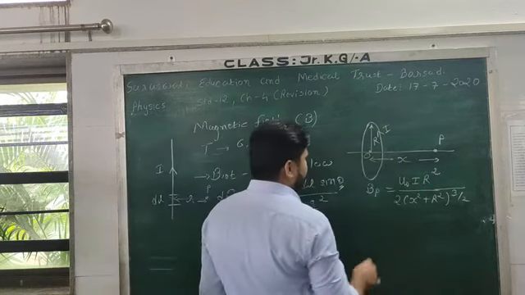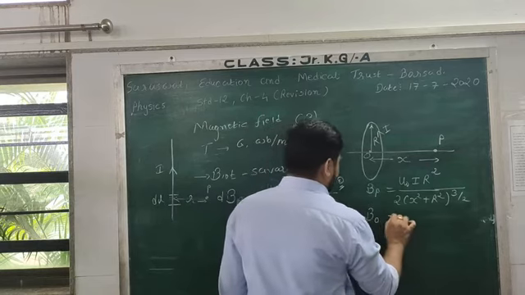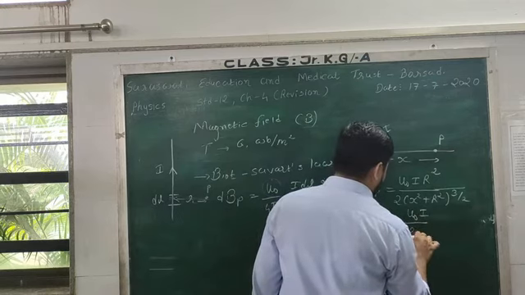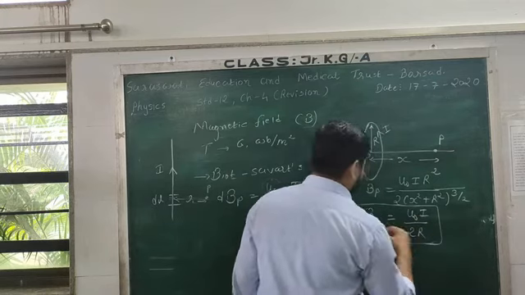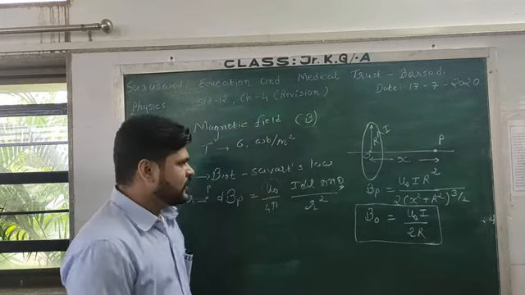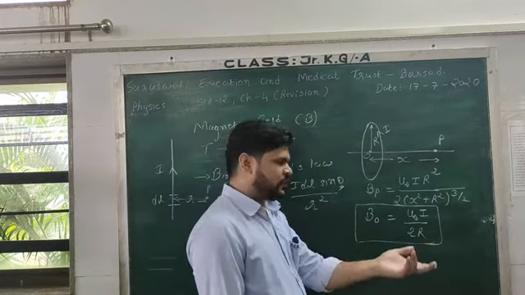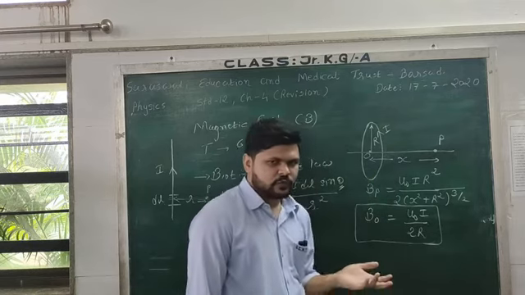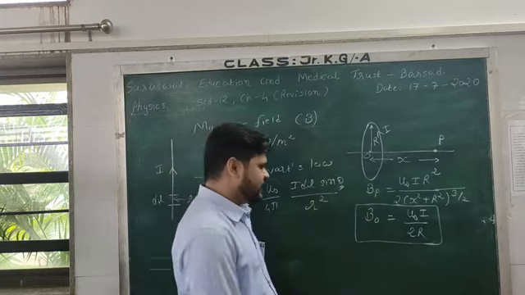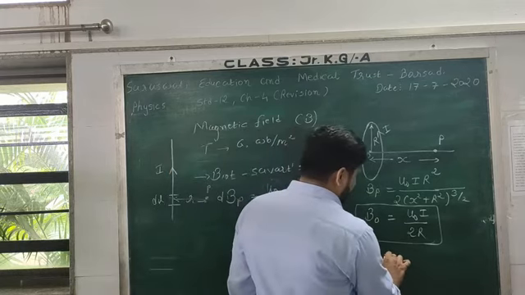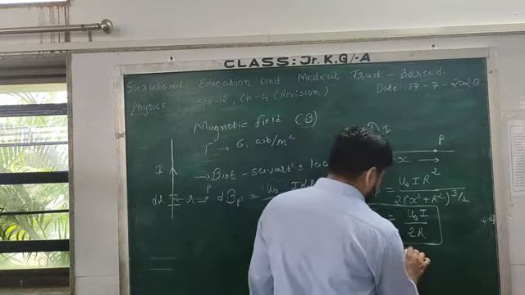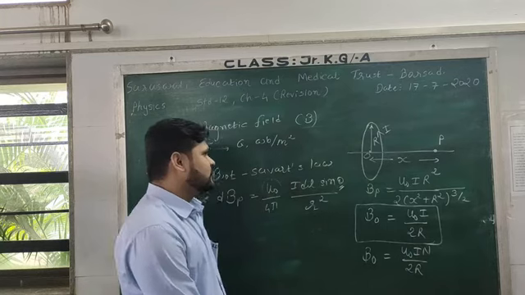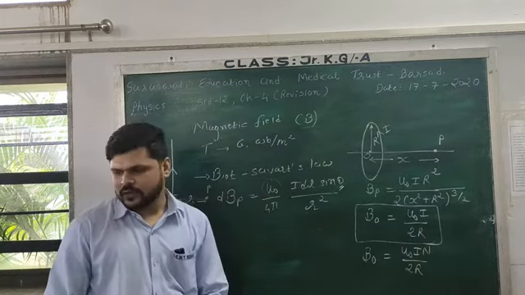Suppose this is the center O. Then at the center the magnetic field is mu 0 I upon 2r. This is an important formula for a 1 mark question: find out the magnetic field at the center of the ring. That is mu 0 I upon 2r, for one ring. Suppose there are n rings instead of one ring, then the magnetic field due to n rings is B equals mu 0 I n upon 2r. So this is the first topic of chapter number 4, Biot-Savart law.